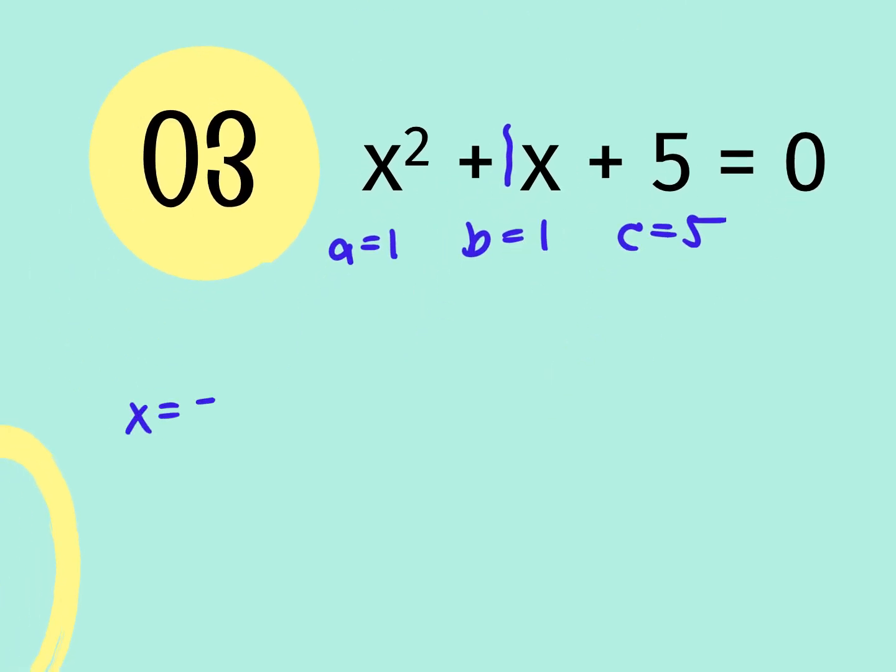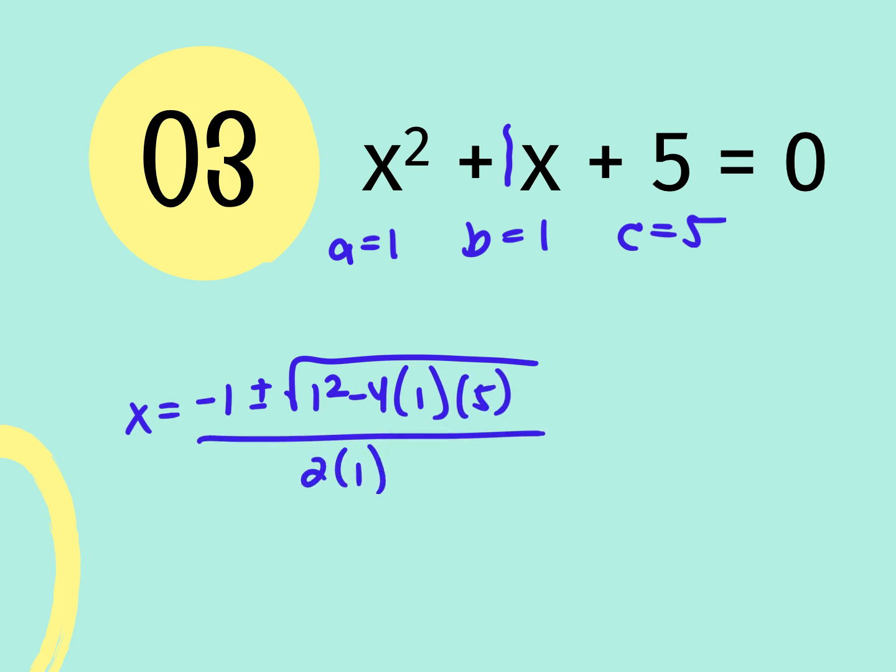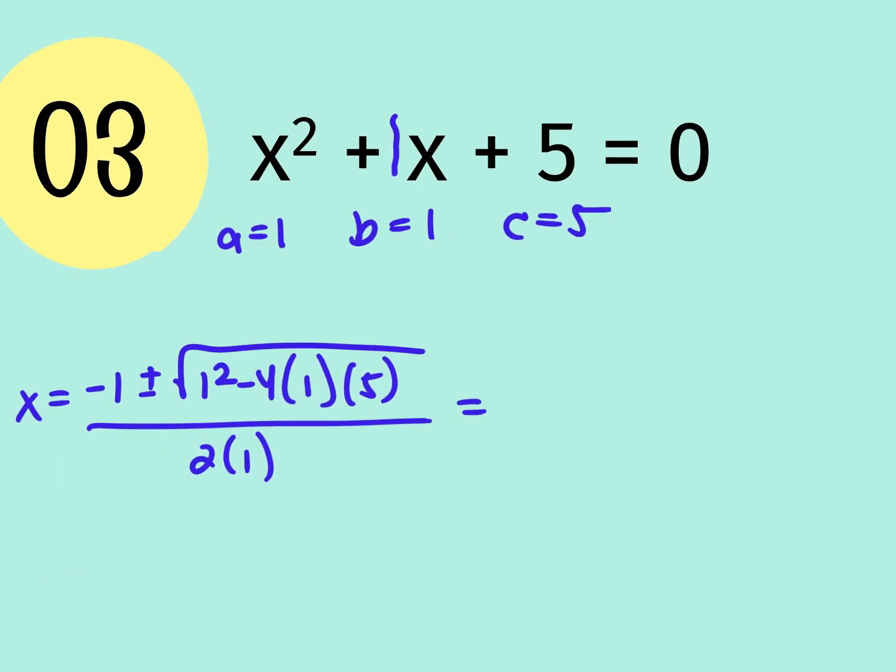So x equals negative b, negative 1, plus or minus the square root of b squared, so 1 squared minus 4 times a, which is 1, times c, which is 5, all over 2 times 1. So as we simplify, I get negative 1 plus or minus, what is 1 squared? 1. Minus 4 times 1 times 5? 20. Good. All over 2.